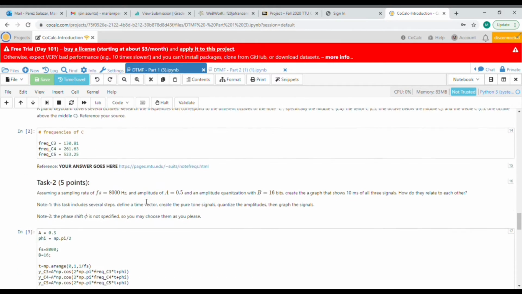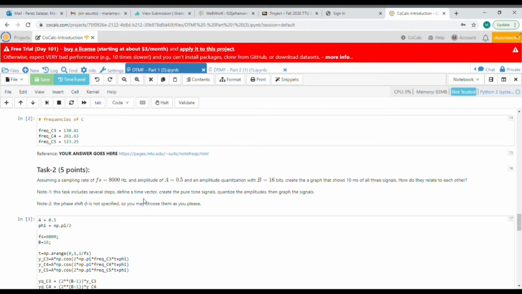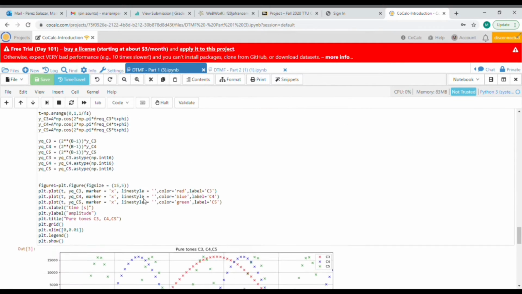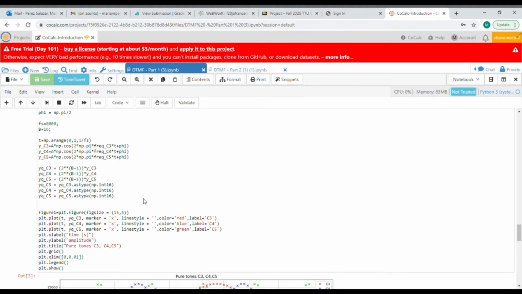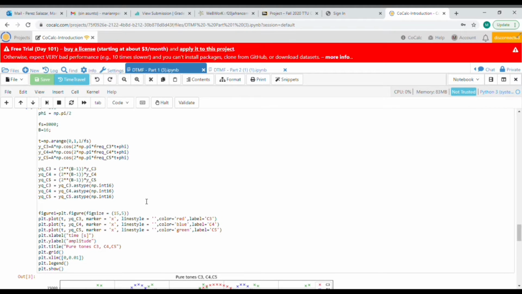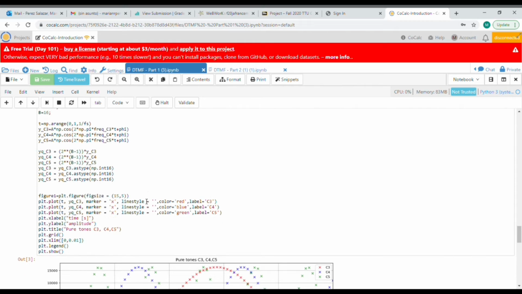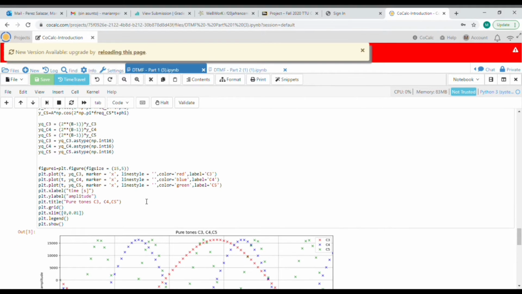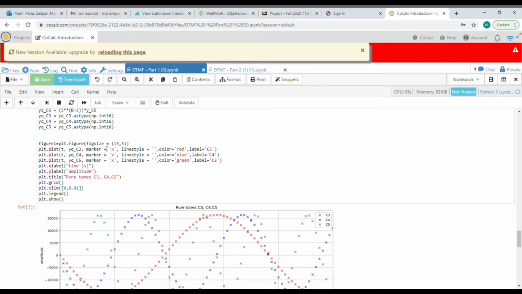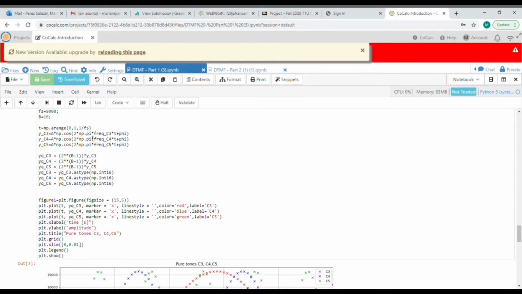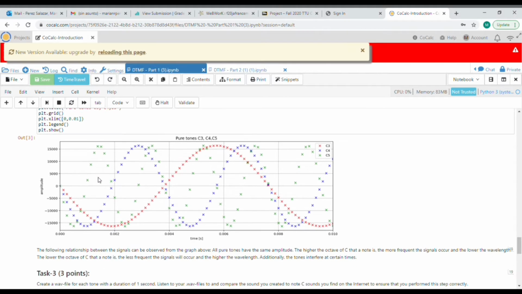We already had the amplitude given and the phase shift we were to decide, so we used pi over 2. Also, we were given the sampling frequency and the bits. For the time, we gave it 1 second duration, and then we used the tone formula with our piano notes' frequencies to create their tones. After that, we had to convert the tones to integers in 16-bit format with the formula 2 to the bits minus 1 times our original y, respectively. And finally, we graphed it to see the relationship.